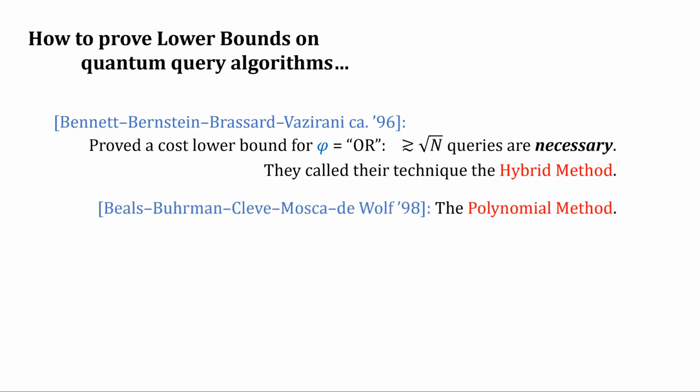Not too long after, a very notable paper by Ambainis et al. from '98 developed a new method for proving quantum query lower bounds called the Polynomial Method, which we actually won't talk about.